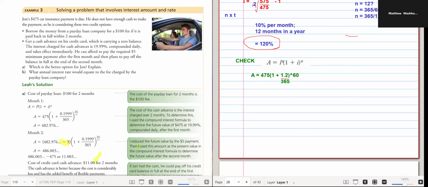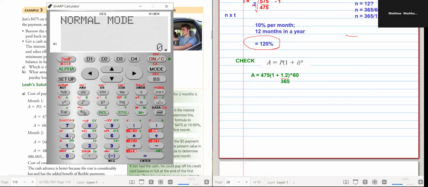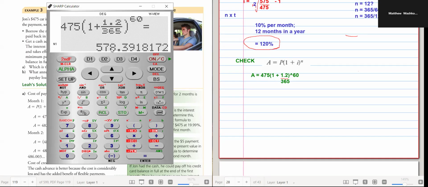So if I do this, 475 times 1 plus 1.2, which is 120% interest rate, over 365 to the power. Oh, crap. Backspace. Arrow, bracket. There we go. To the power of 60. This should end up about 575.